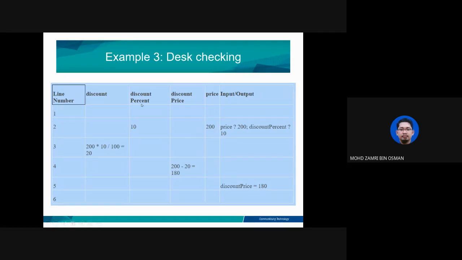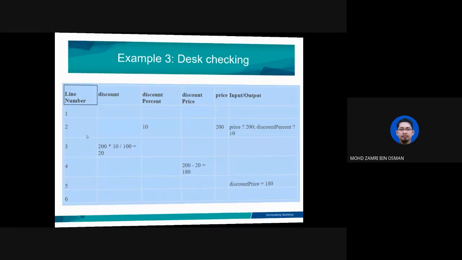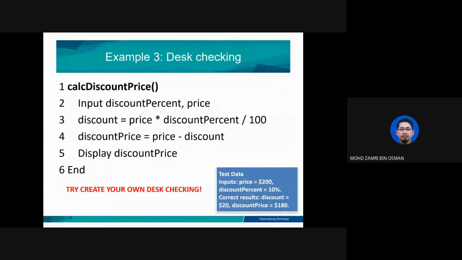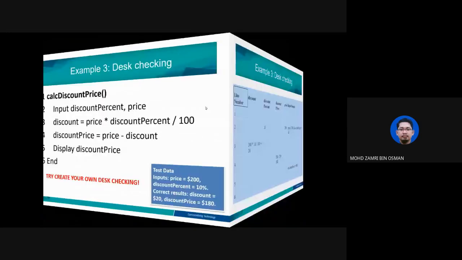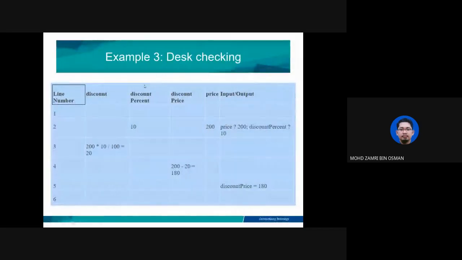Okay, since we have line number 2 here, try to look at line number 2. Line number 2 here, input discount percent and also price. There are two inputs here. In the column here, we have two columns that reflect the input, discount percent and also the price. So you put two numbers here, 10 also 200.